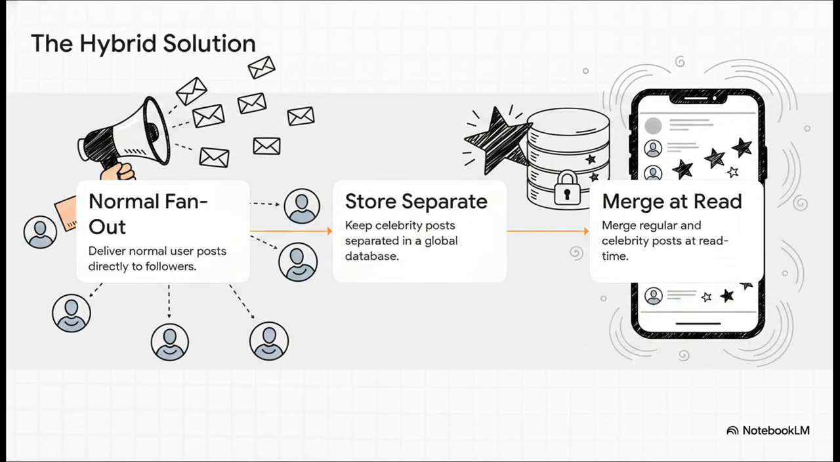First, for the vast majority of ordinary, everyday users, we keep doing exactly what we were doing. We fan out their posts to their followers' mailboxes. But second, we give celebrities a completely different set of rules. We do not fan out their posts. Instead, we store their posts separately in a global database. Finally, step 3. When you, the user, open your app, the system grabs your pre-computed mailbox of normal posts, it quickly grabs any new posts from the specific celebrities you follow, and it merges them together right at read time. By perfectly balancing the fan-out and the relational read, we survive the scale.